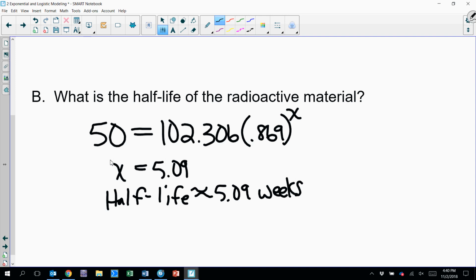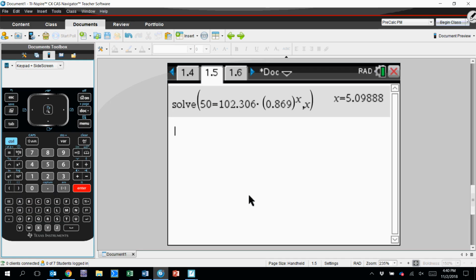So let's go ahead and solve that. So this is my equation. The next question would be virtually the same. It says, when will there be 10 grams of material left? Well, all I'm going to do is change 50 to 10. So on the calculator, that will be really easy to do. I can go up here and copy and paste and go back, and now I want to solve when is 10 equal to that. When do I have 10 left instead of 100? And so that's going to be in about 16.56 weeks.